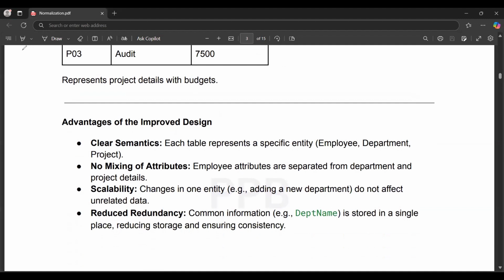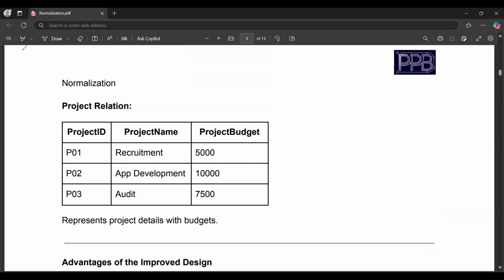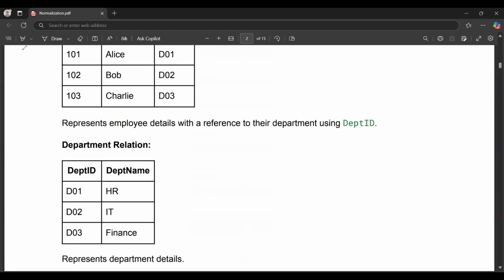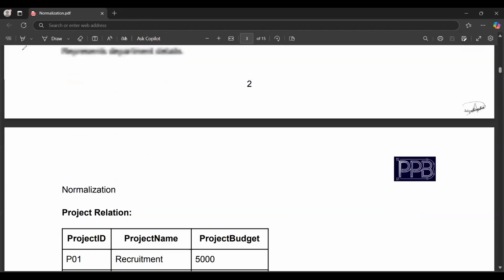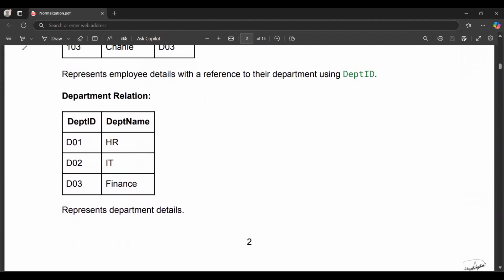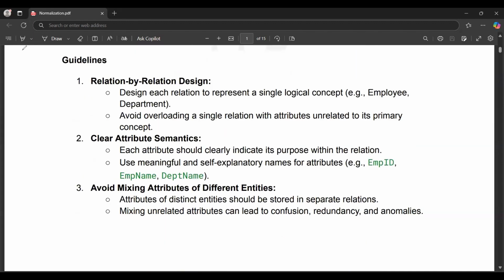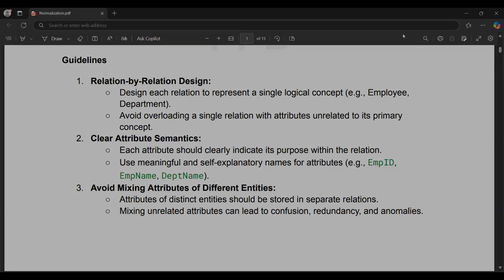Now, the advantages of the improved design: reduced redundancy, ensured clarity, and maintained data integrity. And scalability. Why? If you change something here, it does not affect any of these other relations or entities. So that's why we use guideline one. Keep that in mind. That's why we follow guideline one: one entity type for one relation.